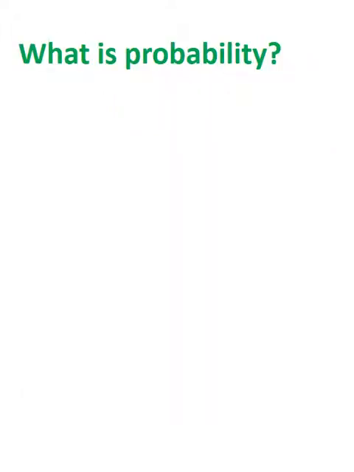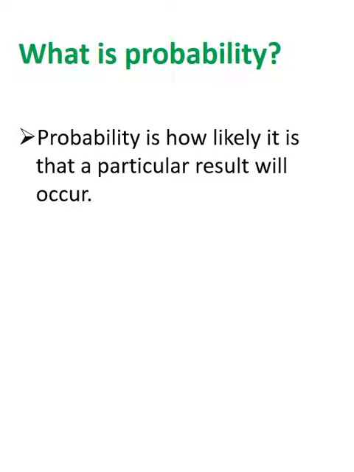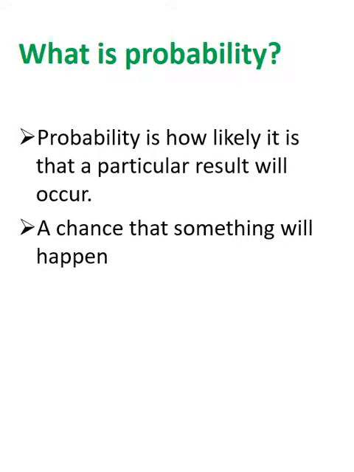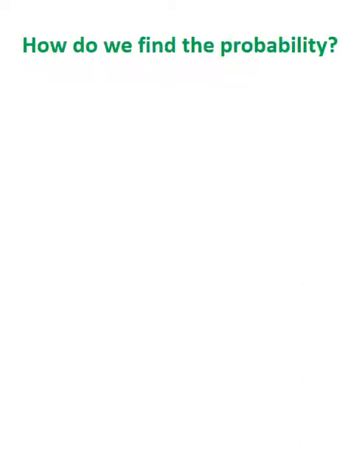What is probability? Since we are going to talk about probability, let us start by explaining the meaning of probability. Probability is how likely it is that a particular result will occur. In other words, I can say it's the chance that something will happen. How to find the probability? To find the probability, I can use this formula.